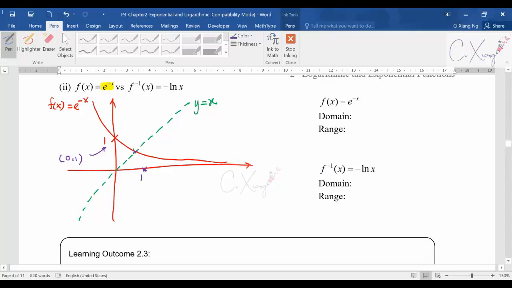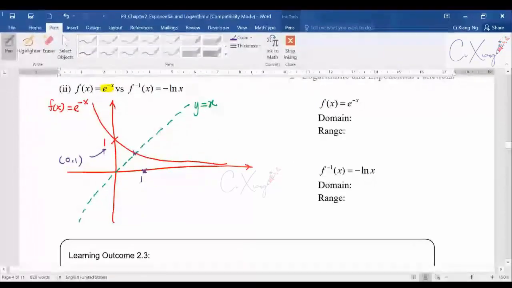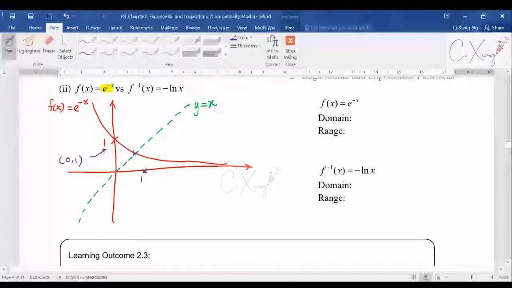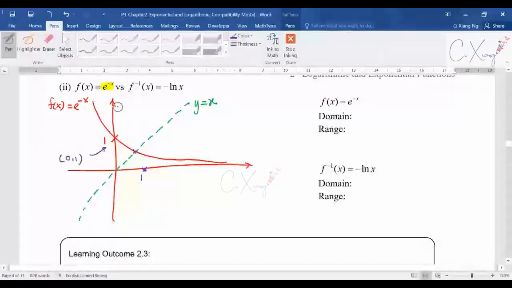Okay, so you will see that just now, your original graph gets closer and closer to the x-axis at the positive side, but it will not touch the x-axis. So now the same thing happens when you want to draw the inverse function. Your graph will start from the positive y-axis, very, very close to the y-axis, but it will not touch it. So it needs to pass through the intersection point, through (1, 0), and your graph might look something like this. So this is your inverse function, f inverse x, which equals negative ln x.